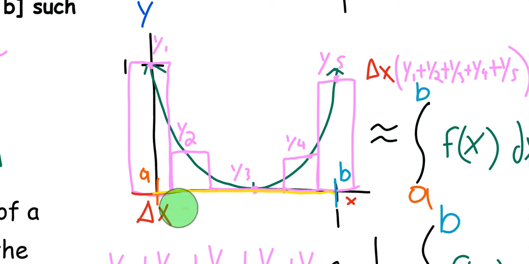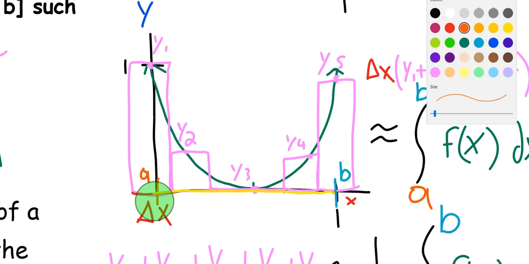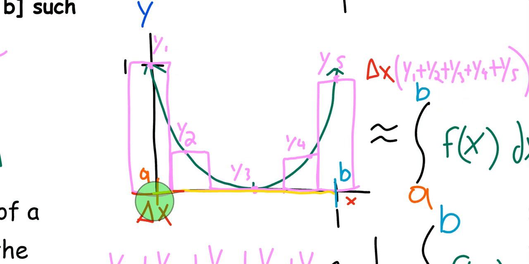I'm also going to label the width of each of these as change in x, and I'm just going to make them all the same. So all of these have a width of change of x. In this case, it'd be around a fifth of 1, which would be 0.2. Again, we're going from a to b. So here's our a, here's our b. a is 0, b is 1.